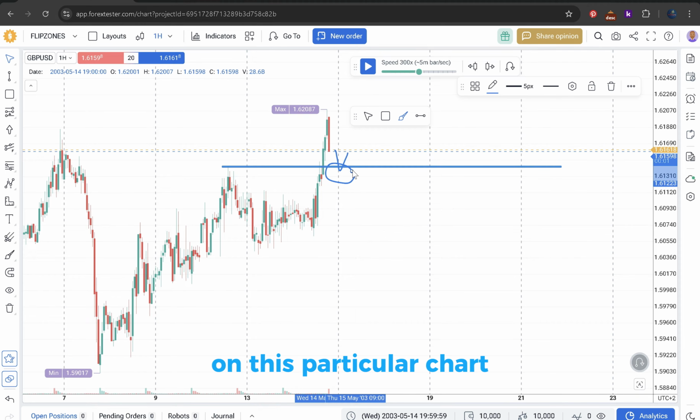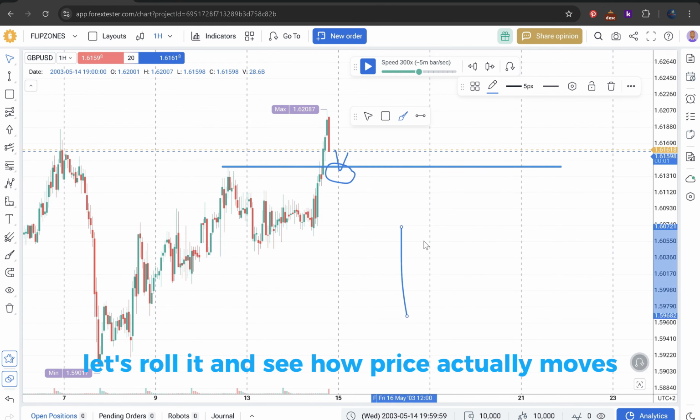Remember, I'm using GBP USD on the 1 hour time frame, and I'll show you the analytics of this particular strategy. Let's roll it and see how price actually moves. I'm going to be using the bar forward here.